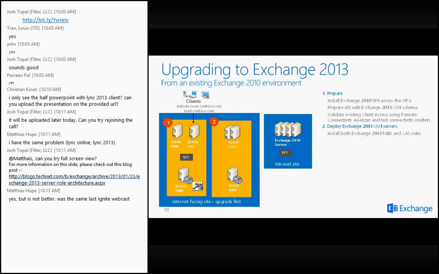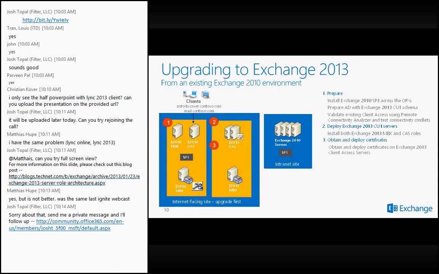Excuse me, the animation took a while to pop up there. You'll deploy your first 2013 CU1 servers, and we'll discuss why I say both of them. You'll be obtaining and deploying certificates. The good news is that in a 2010-2013 coexistence environment, 2013 CAS is the only place you're going to have to put certificates as far as the major clients go. 2013 CAS will be proxying all of the traffic behind the scenes to 2010, so you will not have to export certificates and install them on the 2010 CAS, as you may have done during 2010 and 2007 coexistence.